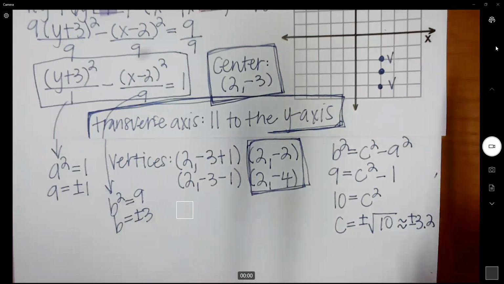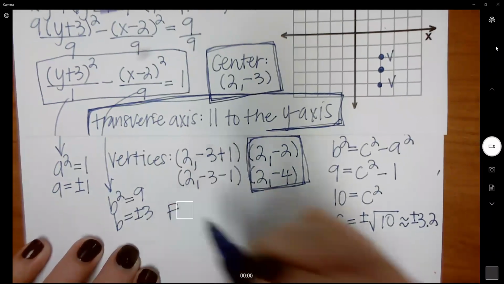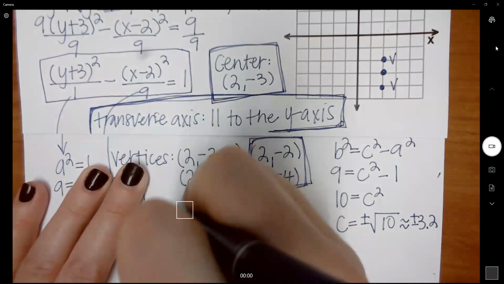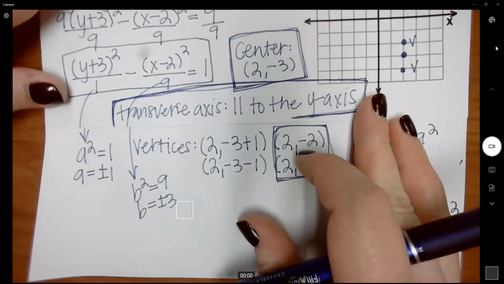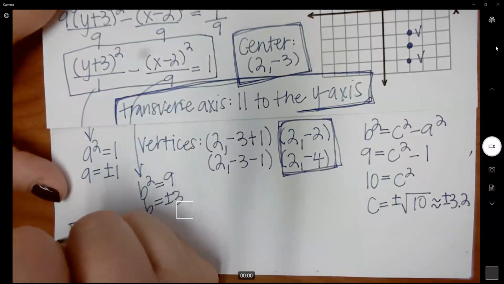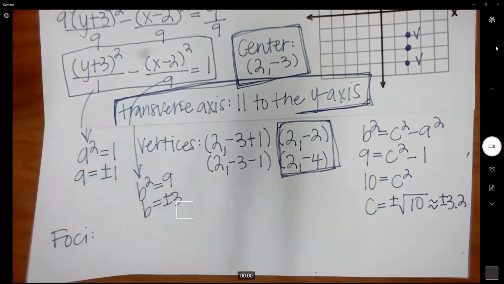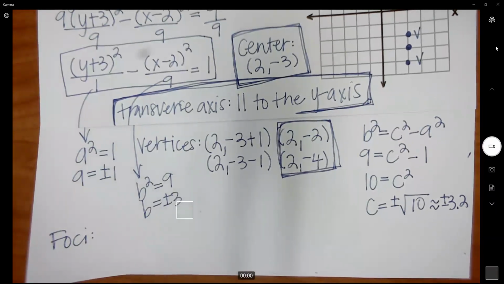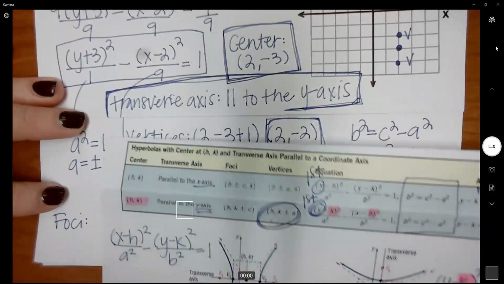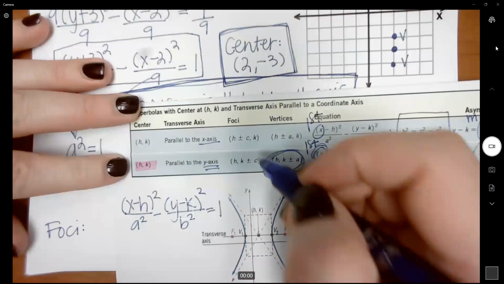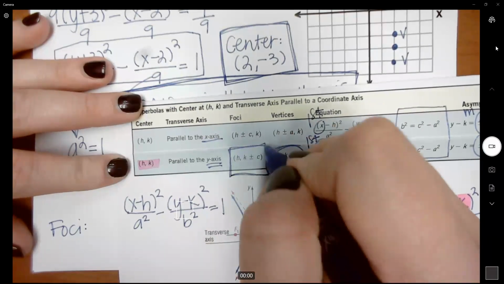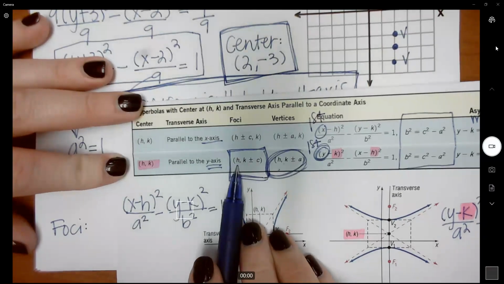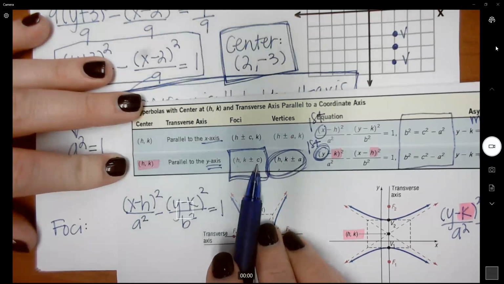So for the foci, and let me move this. I'm going to show you again how to use the formulas, because some of you guys might like it more, especially with this one, than the actual graph. My focus now, right here, tells me H stays the same, and then we will do K plus C and K minus C.